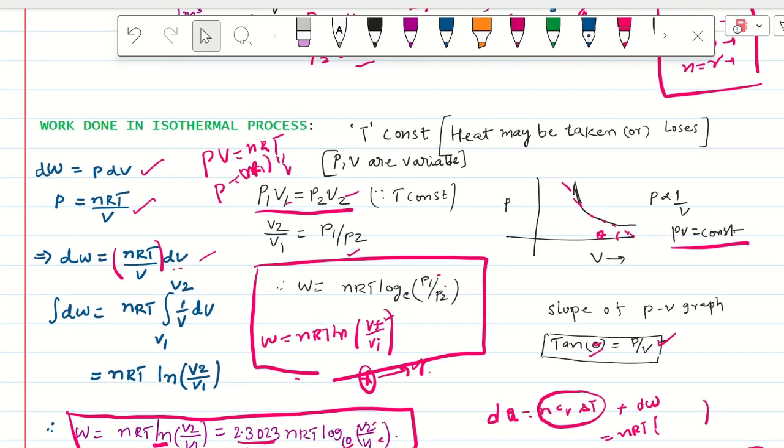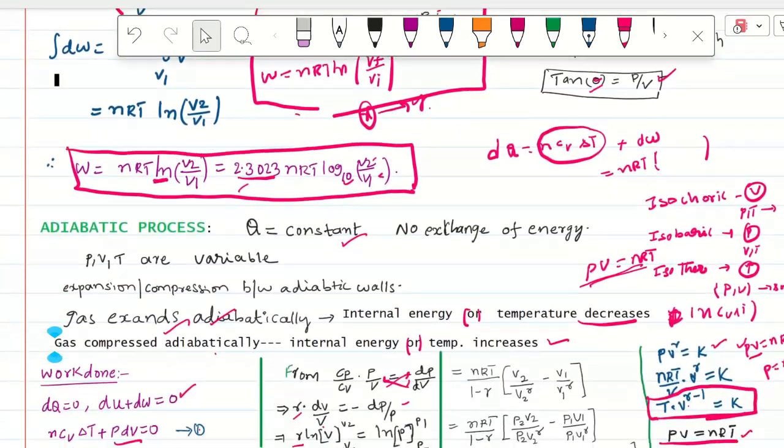So in isothermal process, you know, T is constant, P and V are variables. Therefore P1 V1 equal to P2 V2, because T is constant now. Ideal gas equation, PV is equal to nRT, nRT constant. N is number of moles, and R is the gas constant. So in kinetic theory of gases, I will explain all those things. So nRT is constant, P1 V1 equal to P2 V2. From that this one will come. And the slope of isothermal process is P by V, tan theta equal to P by V.